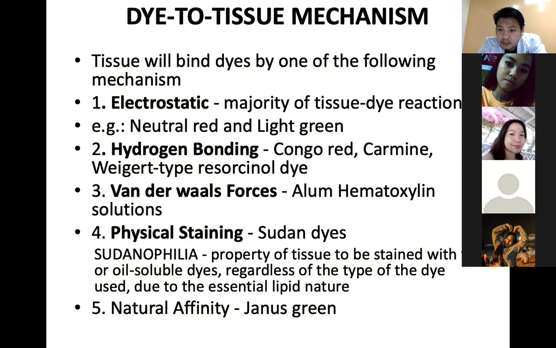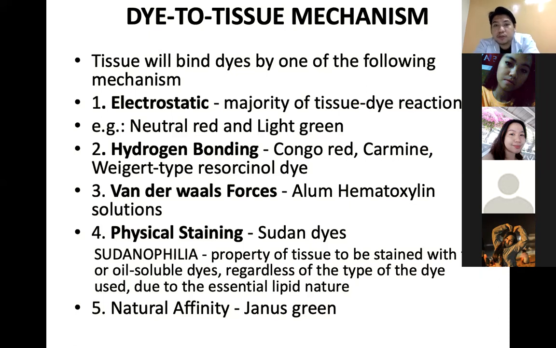For this electrostatic mechanism class, the dye-ion binding depends on the charge signs of the dye and the tissues, the amount of non-dye electrolyte present in the dye bath, and the ability of the tissue substrate to shrink or swell. Next is our hydrogen bonding. Hydrogen bonding class, for example, is Congo red, carmine, and Weigert-type resorcinol dyes.